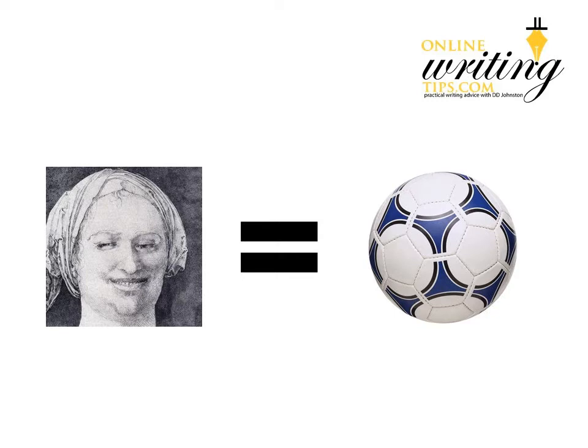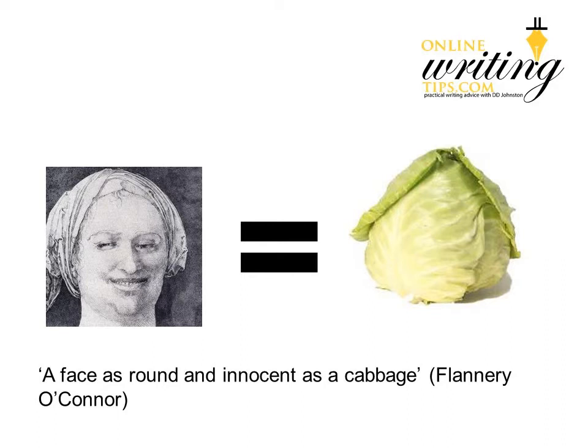So, instead, O'Connor writes that the woman has a face as round and innocent as a cabbage. Now, the sensory comparison's still there, it's maybe even stronger, but the metaphor now carries a range of associations. A cabbage is a simple, rural, earthy thing, and so is the woman with the round face. Sticking with cabbages, I like them, here's another example.